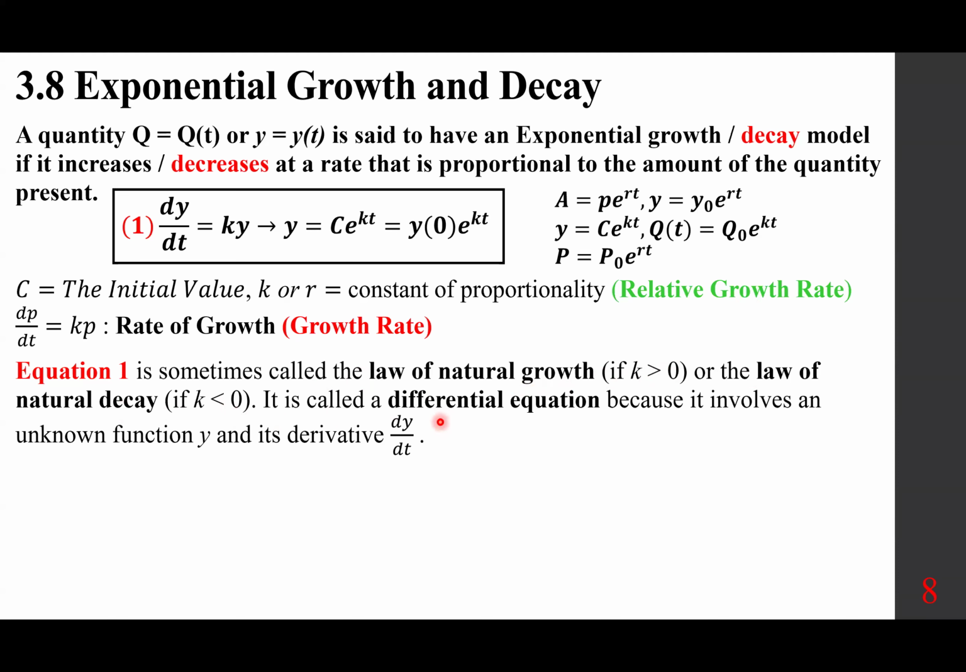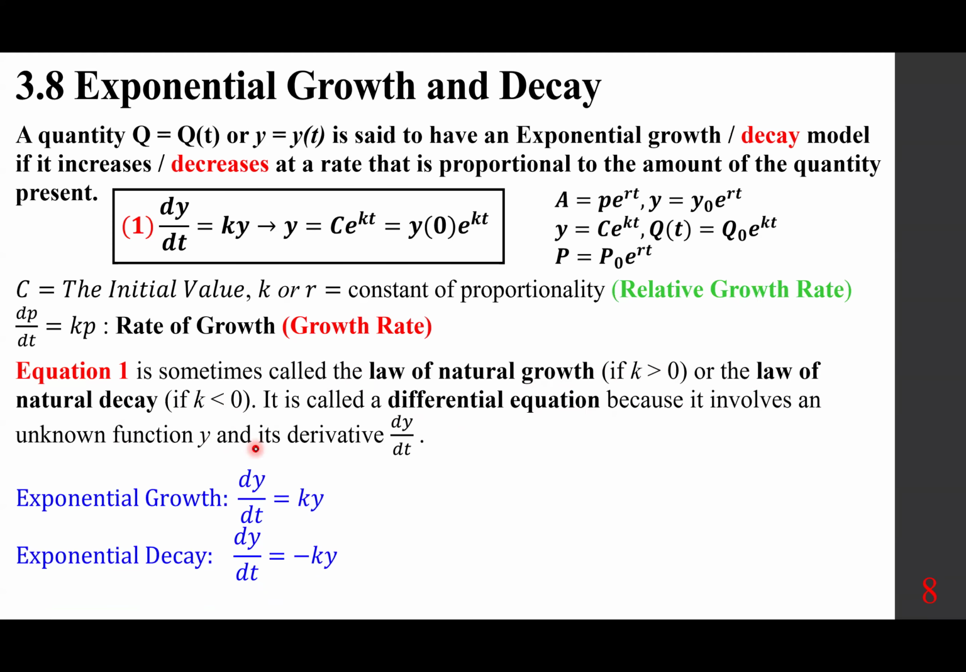It is called a differential equation because it involves an unknown function y and its derivative dy/dt. So dy/dt is ky, or dy/dt is minus ky. Sometimes they just keep the negative sign in front of k. But the bottom line is the exponent will be positive in the case of exponential growth, negative otherwise.